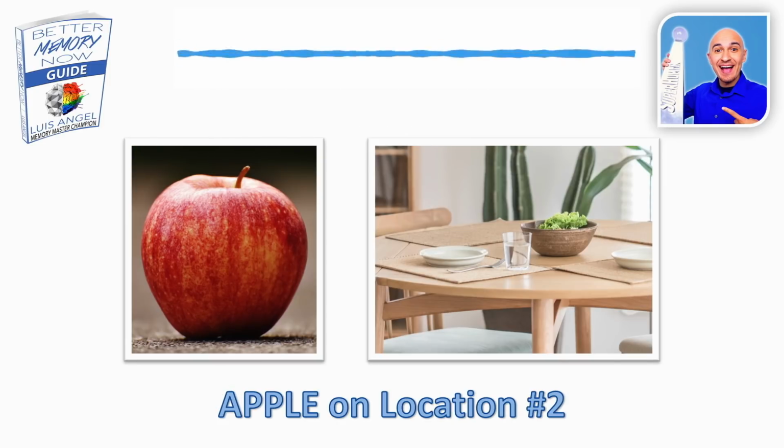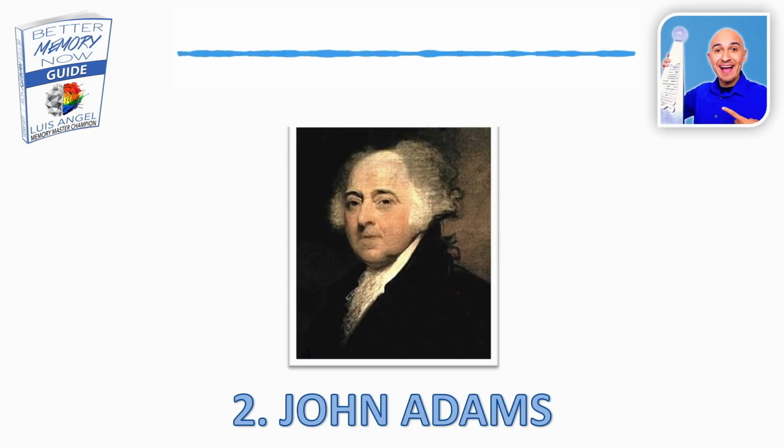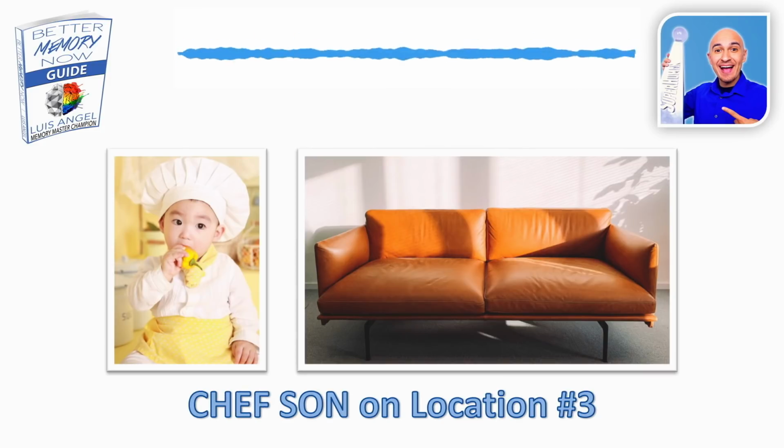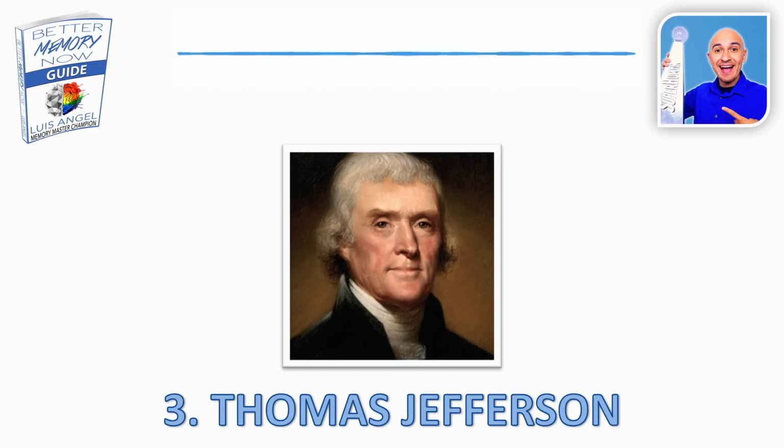The second location featured an apple for John Adams, Adams apple. The third location was Chef's son on that third location. For me, it was a sofa. So the chef's son was baking a cake on the sofa, third location. And we would translate that back into the name, which is Thomas Jefferson.